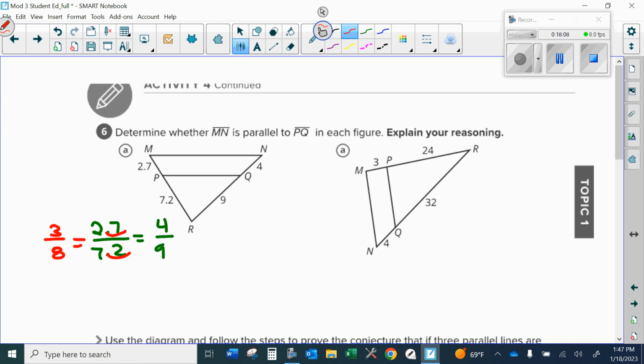If you don't know, when I cross multiply, they have to equal the same. So what's 3 times 9? 27. What's 8 times 4? 32. Are those equal? No. So the answer is no. Those proportions are not equal.